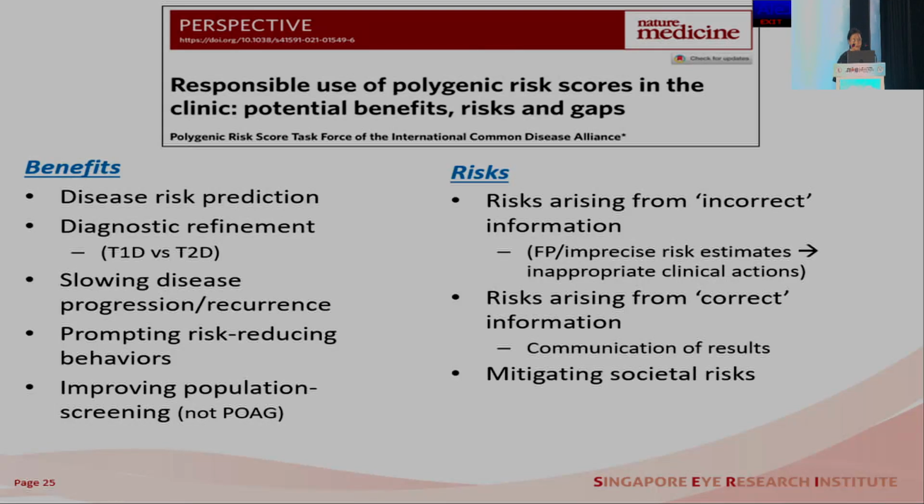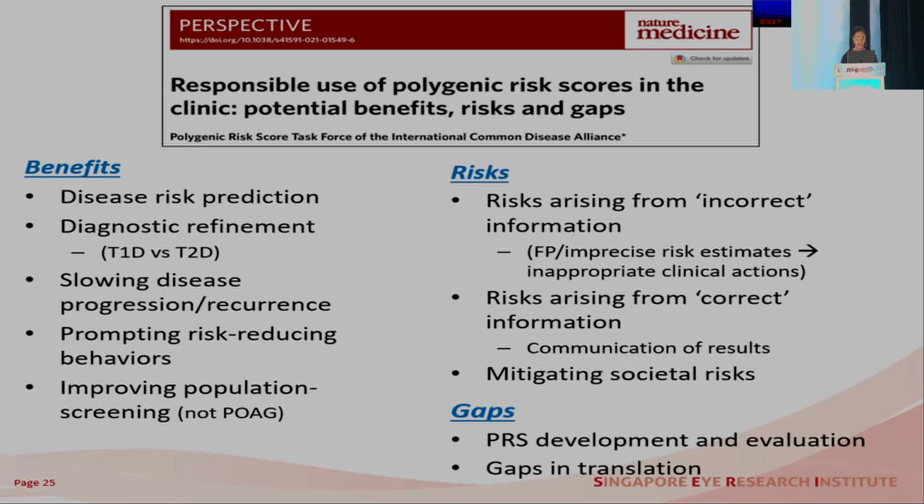Now, risks arising from correct information are mainly related to communication of results, because as I had alluded to, unlike the test for single gene diseases, it is not a diagnostic test, it's a risk stratification tool. Societal risk results from issues related to insurance or employment. And it's also important to understand that currently most of the polygenic risk scores are applicable to patients of European ancestry. Currently it is being developed and evaluated in persons of other ancestries as well.